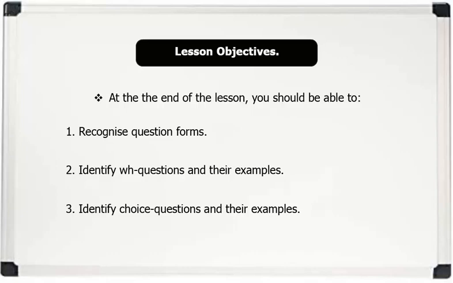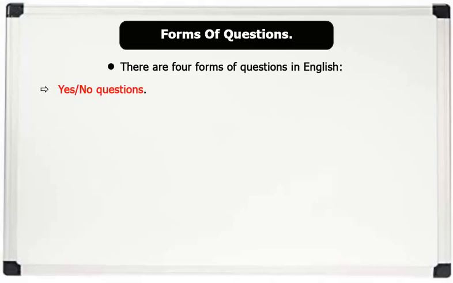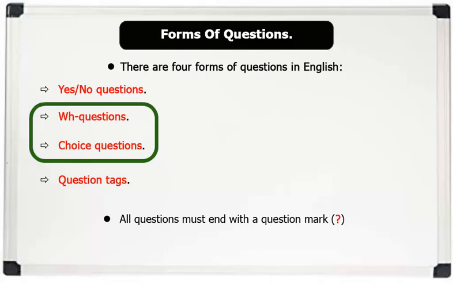Let us go over to forms of questions. Forms of questions. There are 4 forms of questions in English. 1. Yes or no questions. 2. WH questions. 3. Choice questions. 4. Question tags. All questions must end with a question mark. For this lesson, we will focus on WH questions and choice questions.